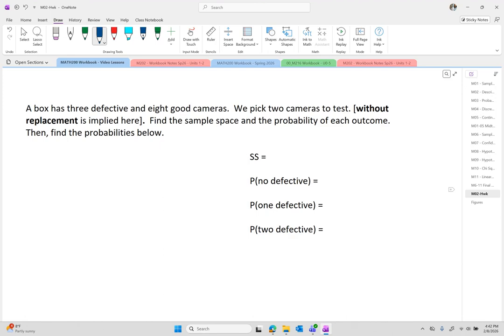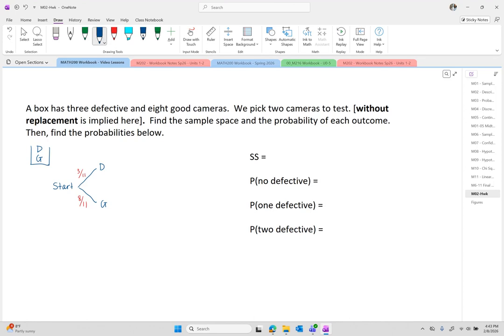So if you remember from the previous example, it is with replacement. We don't have red and blue. We have defective and good. So when we start, we can choose a defective or we can choose a good camera. The probability for defective will be 3 out of 11 and good will be 8 out of 11.